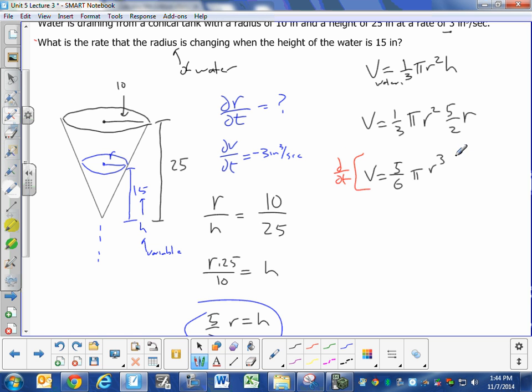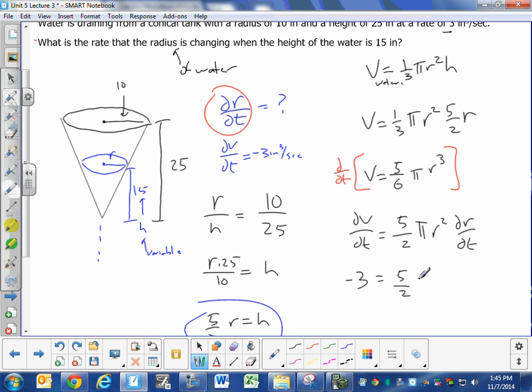I can take the derivative now so that I can find dr/dt. I have dV/dt is equal to 3 times the 15 divided by 6. I can make that a 5/2. Pi r squared dr/dt. I'm trying to find dr/dt. I'm given dV/dt, but I don't have r. Frustrating, right? But now we can actually find r.